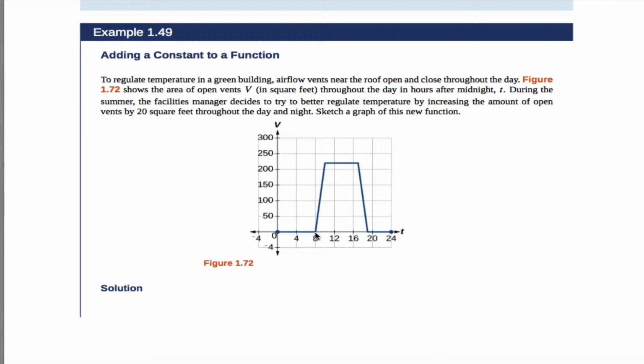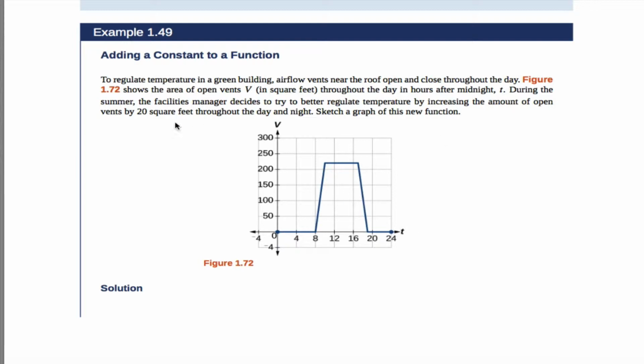So 8 hours after midnight, it looks like we start opening these vents. They're closed, closed, closed. You start opening them. It takes a little while to open. And then at this time, what is this, about 10 hours? So at about 10 o'clock, it's completely open. And they stay open for a little while. And then they start closing. And they slowly close until you get down here and they're completely closed and they stay shut. So that's the basic idea of what's going on with this graph.